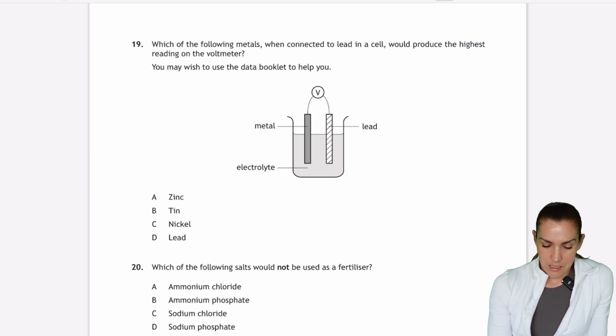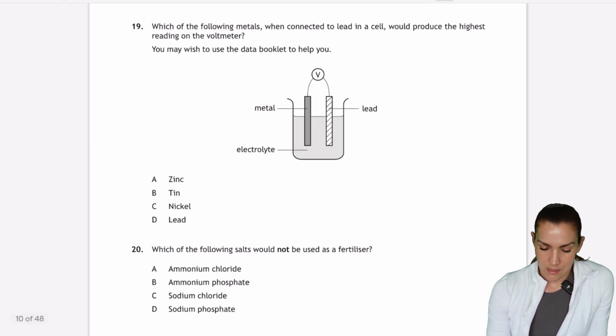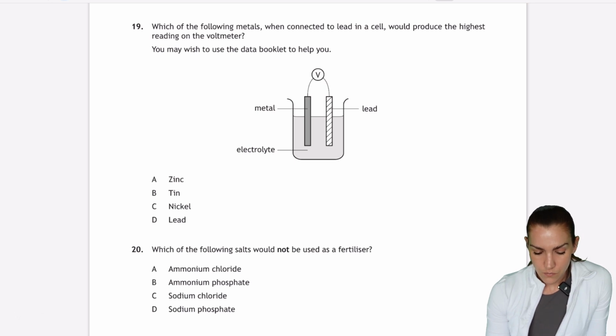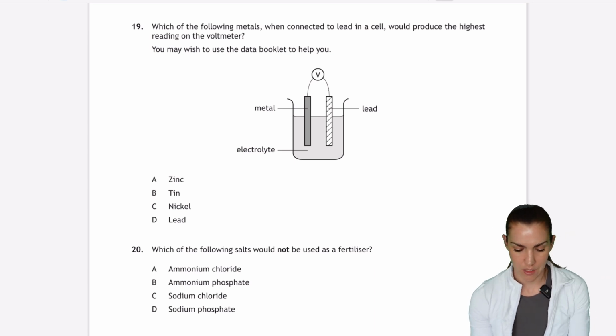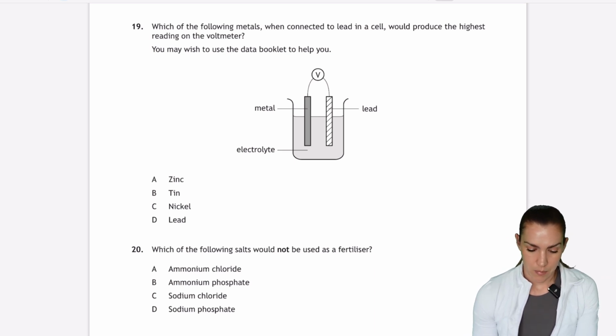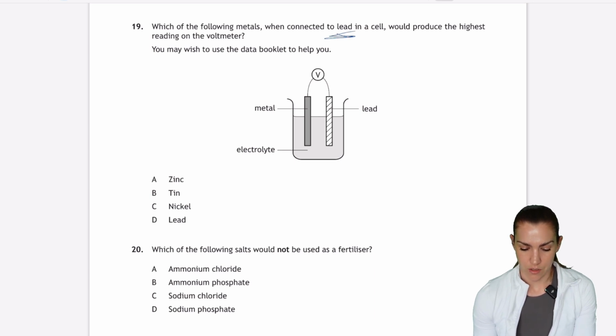So then question 19, which of the following metals when connected to lead in a cell would produce the highest reading on the voltmeter? So remember, the higher voltage will result from the metals that are furthest apart in the electrochemical series. So if it's getting paired with lead, we're looking for which one of these metals is furthest from lead to give us the highest voltage.